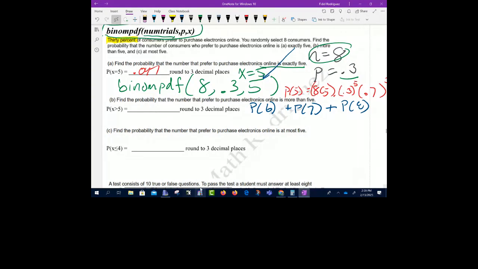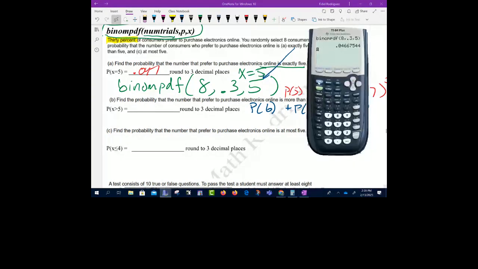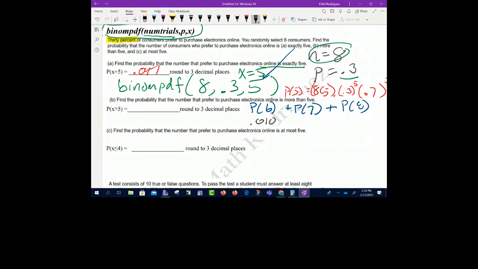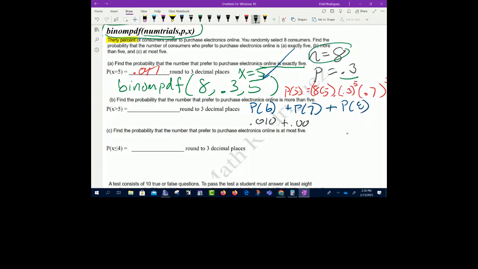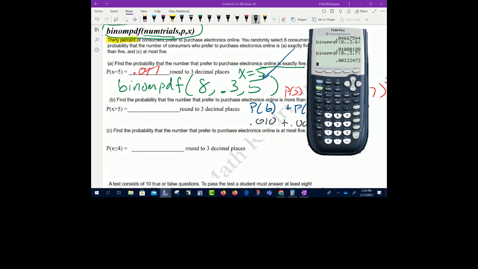Okay. So look, I'll come back to my calculator. I'm going to hit second enter again, and I'm going to change that 5 to a 6. And that number is 0.010. Okay. Let's do this again. Let's change that 6 to a 7. When we change that to a 7, I'm coming up with 0.001. And let's do this one more time. Let's change that 7 to an 8.